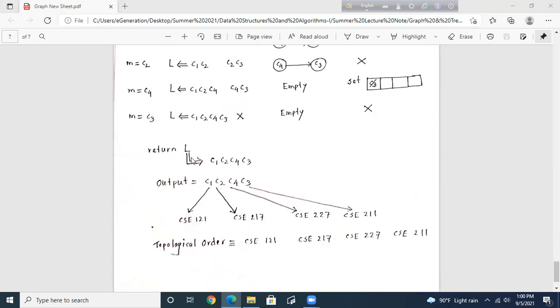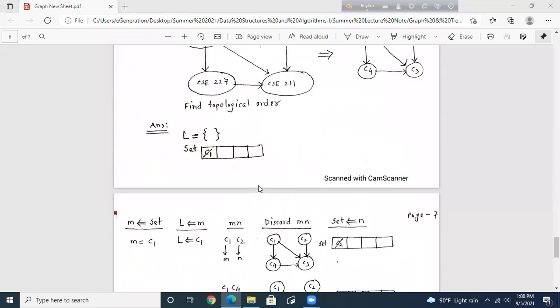Now return L means C1, C2, C4, C3. So C1, C2, C4, C3 is our output. C1, what is C1?